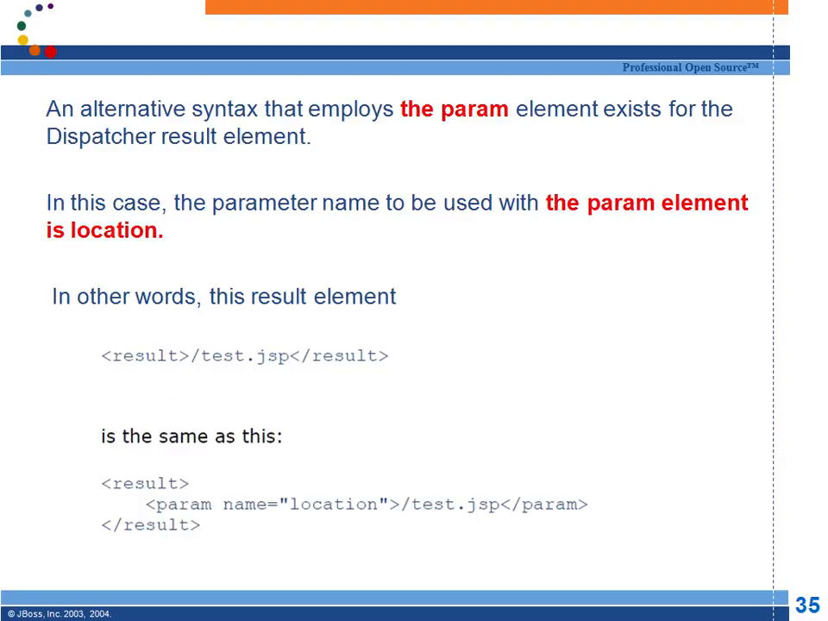Now, an alternate syntax that employs the param element exists for the dispatcher result. The parameter name to be used in the param element is location. Writing the result tag this way is the same as having, inside the result tag, a param called location where you specify a JSP. Both are the same. Inside param you have to give a param called location and you can specify the JSP. The default parameter is location.